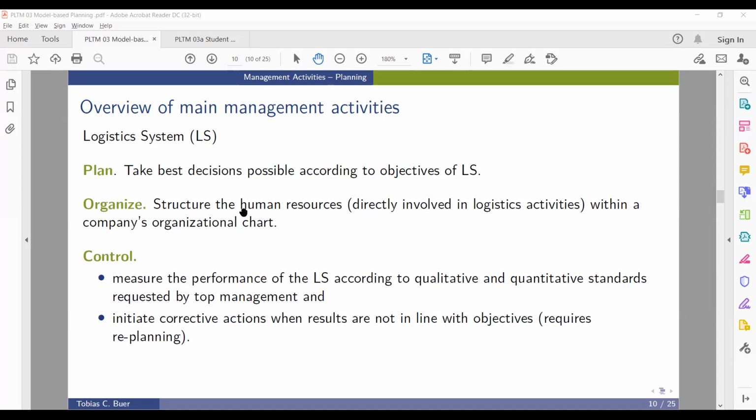And we have some controlling tasks. Controlling is related to measuring the performance of a logistics system according to some standards. And it's not only about measuring the performance, but when we realize something is wrong, we don't meet our performance objectives, then making proposals on what to do, what to change in order to improve the system. And then often this initiates a replanning of the first step. Though often all these steps are somehow interdependent.